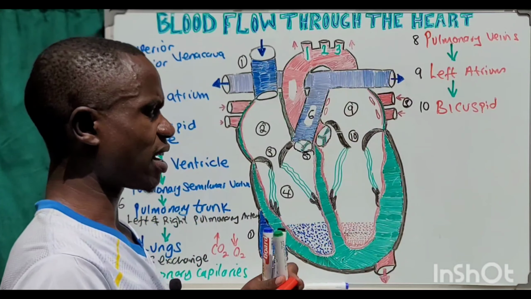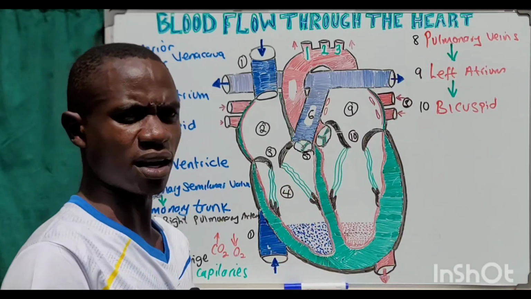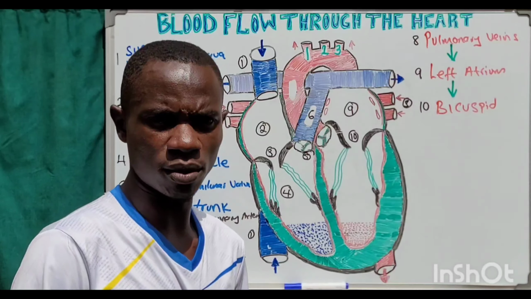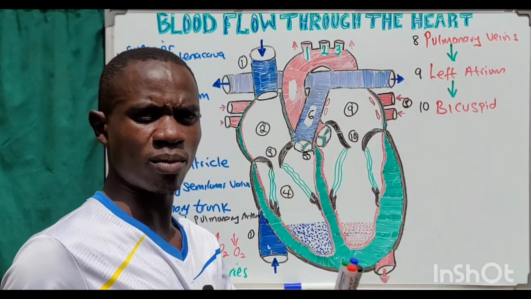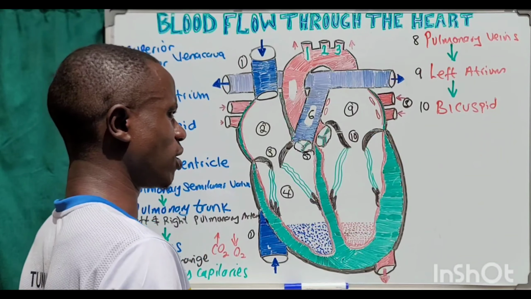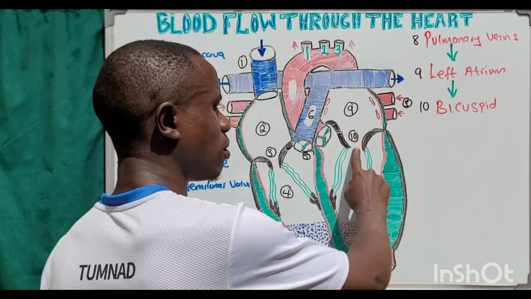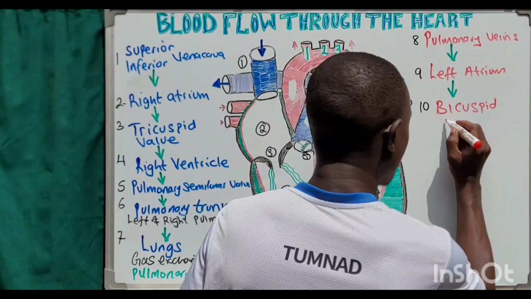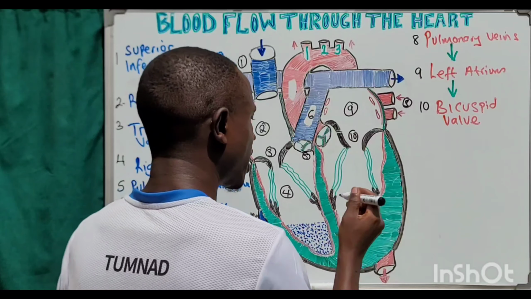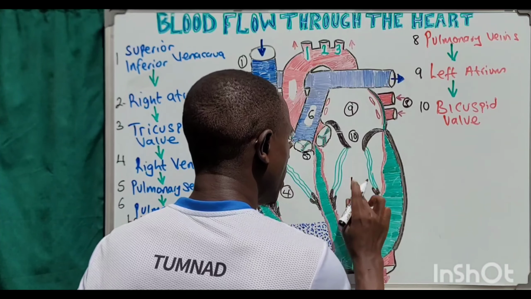They are simply called bicuspid because they have two cusps. And this one here is called the tricuspid because it has three cusps. However, the third one is not so visible in this diagrammatic illustration. So now, when this blood passes through the bicuspid valve, it is now going to enter this chamber.